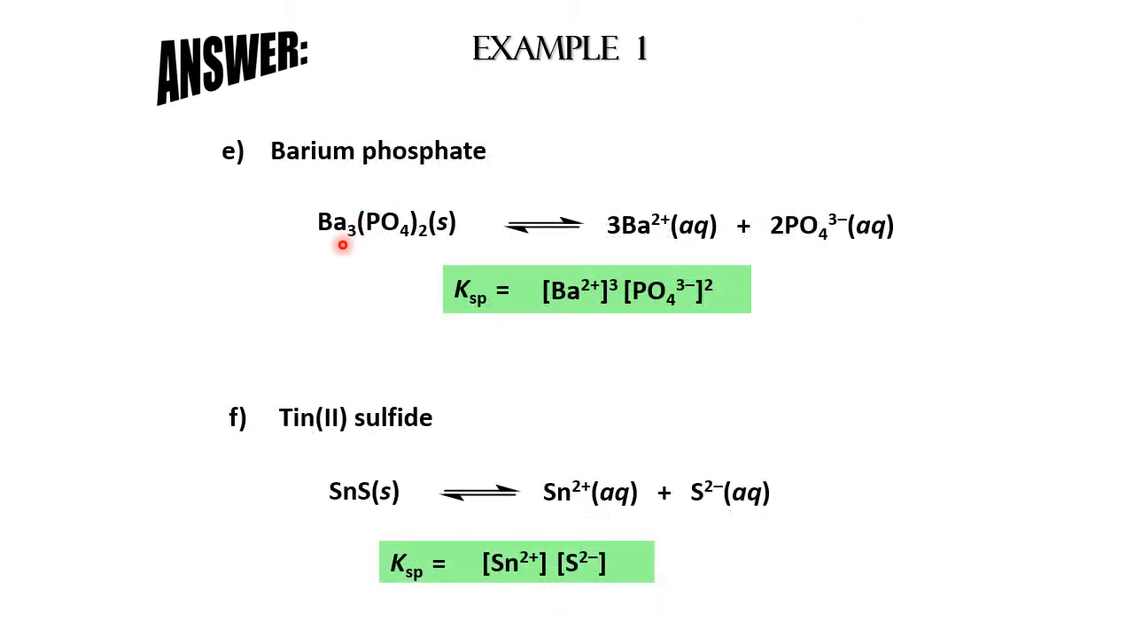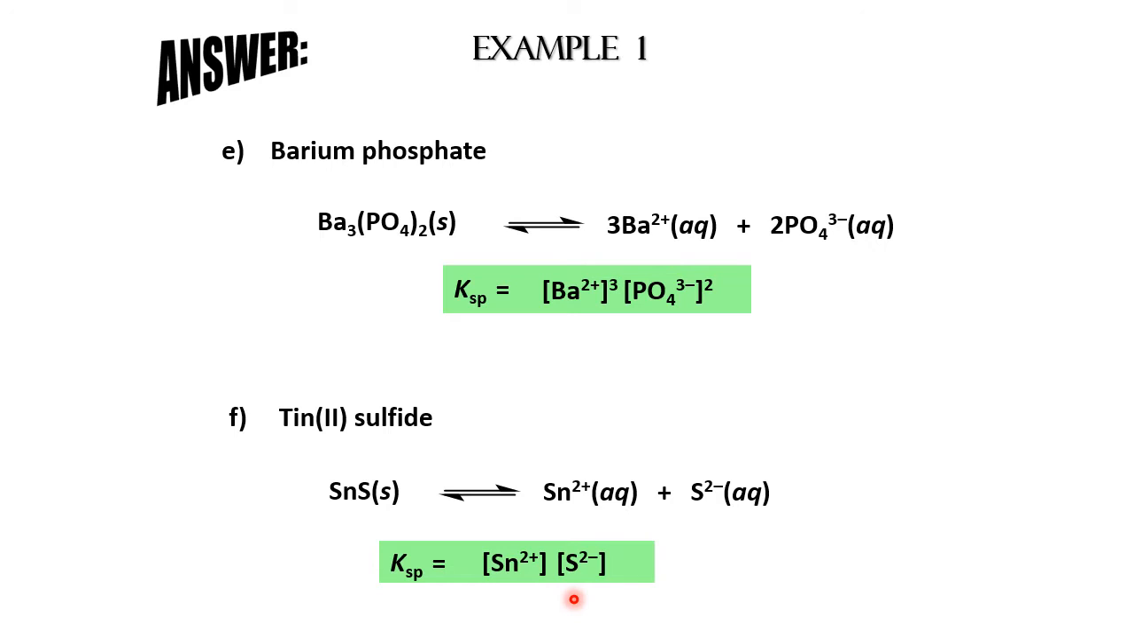Barium with the charge of 2 positive and phosphate with 3 negative. That's why you form 3 moles of barium and 2 moles of phosphate. So the Ksp is barium 2 plus to the power of 3 and phosphate 3 negative to the power of 2. Tin is Sn. Take note, if tin is Sn with the charge 2 plus and sulfate with the charge 2 negative, that's why it's 1 mole to 1 mole. So this is the Ksp for tin sulfate.